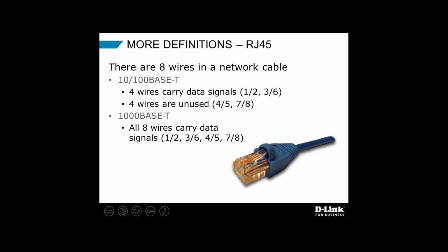Now, more definitions. I just want to make sure that we understand with an RJ45, with a standard LAN cable, there's 8 wires in that cable. And in the world of 10BASE-T and 100BASE-T, or 10/100, 4 of those wires, 2 pairs, are carrying data. So pairs 1, 2, and 3, 6 carry data. And in 10/100, the other 2 pairs, 4, 5, 7, 8, they're actually not used. And in gigabit, 1000BASE-T, all 8 conductors, all 8 wires, all 4 pairs are carrying data. So 1, 2, 3, 6, 4, 5, and 7, 8 carry data. And this is information that we'll use a little bit later here in this discussion.